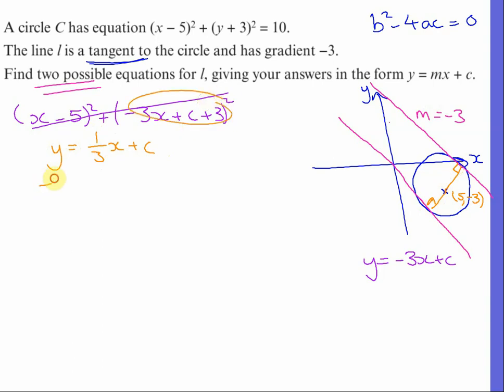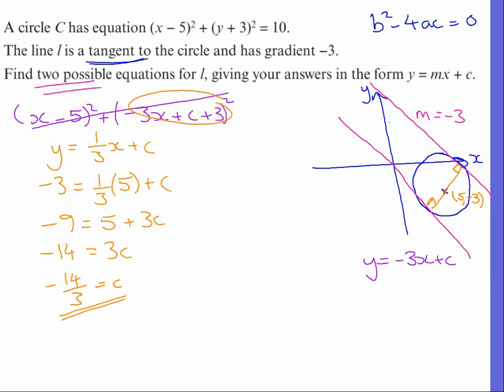So let's pop that in. So minus 3 equals 1/3 of 5 plus c. Now that's not a friendly calculation, so I'm going to times everything by 3. Now a lot of people forget to times the c by 3, but just make sure you do that. So 3c is minus 14, so c is minus 14 over 3.